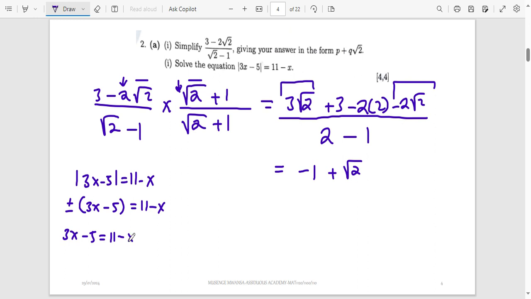I'll take the x this side, so it becomes 3x plus x, that will be 4x. I'll take 5 the other side. 11 minus 5 is a 6. Divide both sides by 4, x is going to be 3 over 2.